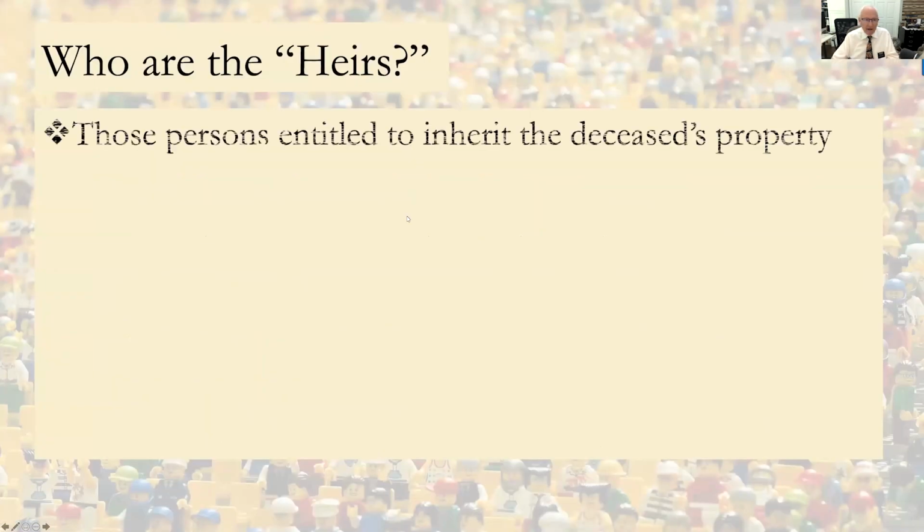Who are the heirs? Those persons entitled to inherit the deceased's property. So this is a person who, regardless of whether they know they're an heir or not, is still entitled to inherit the deceased's property in some cases, depending on the existence of a will or not a will. The fact that a person is not named in a will does not mean they're not an heir. The heirs do not automatically receive money or property out of an estate. They only receive that if they happen to be included in the will, or if they are also included in the category of heirs that are allowed to receive property through state statutes.